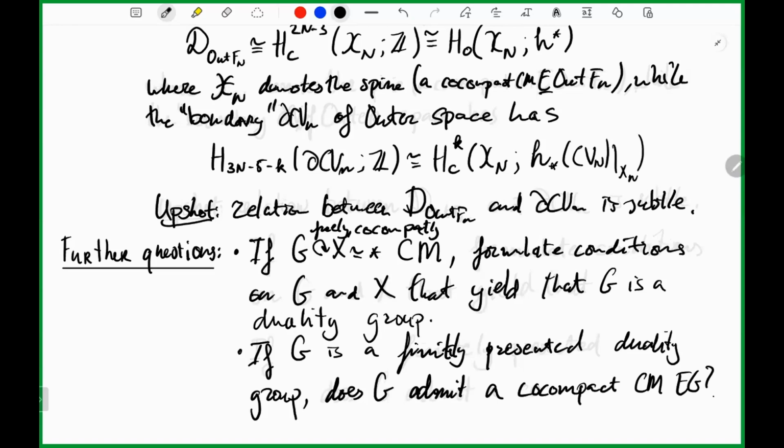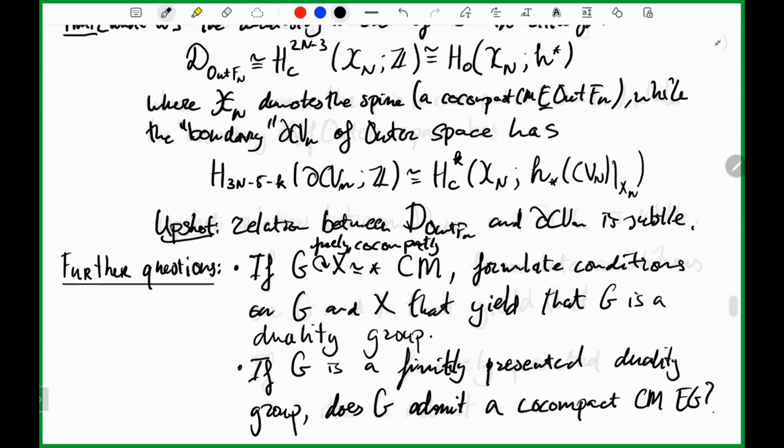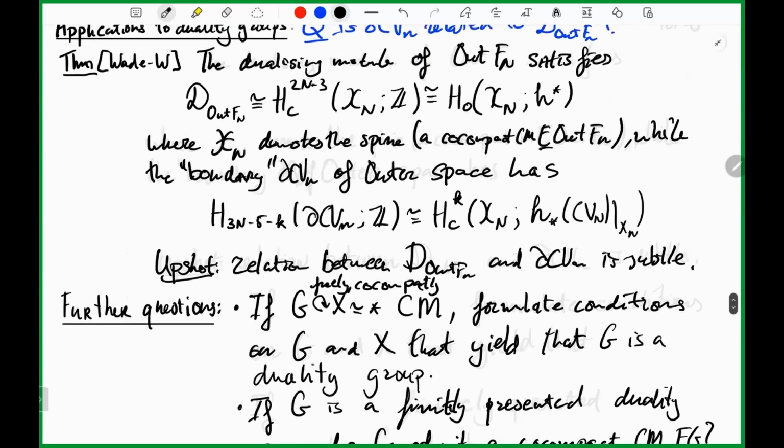So I have two questions. One is, you have this H0 of Xn with coefficients in this cosheaf. Is there a concrete interpretation of what H0 means in this context?